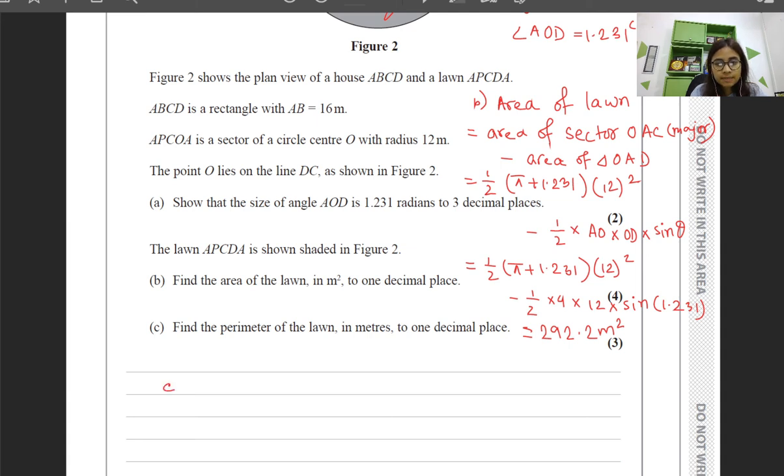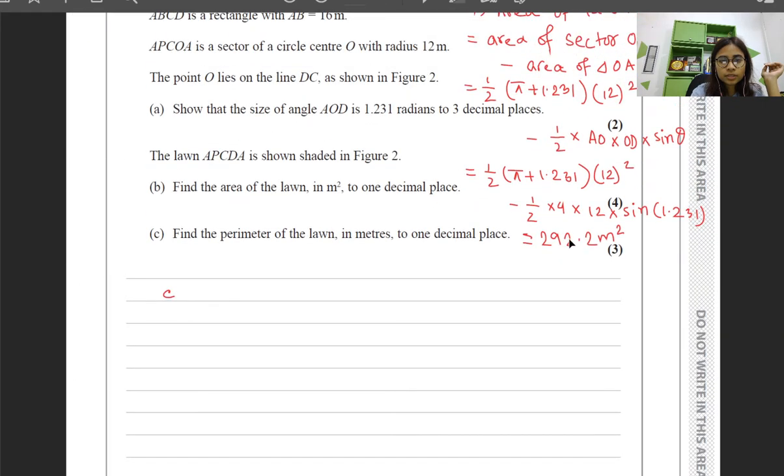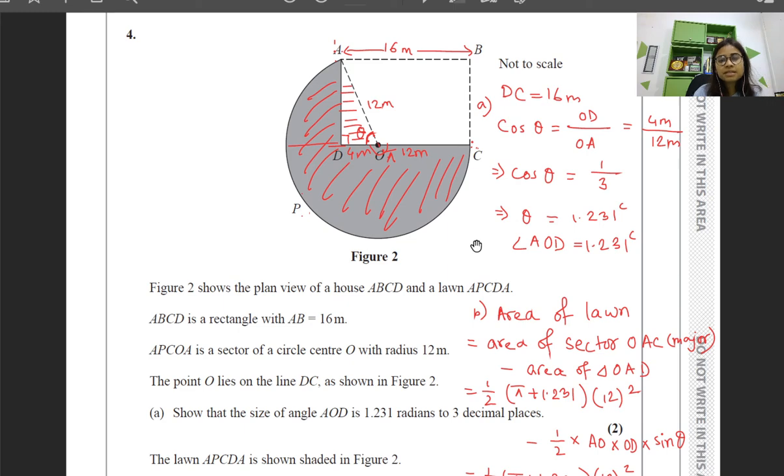So now we will do part C. The question asked us to find the perimeter of the lawn. Again, if you look in the diagram, the perimeter is basically the sum of the sides bounding an object. So basically to find the perimeter, if we look at the lawn APCDA, that is the lawn, the shaded region.